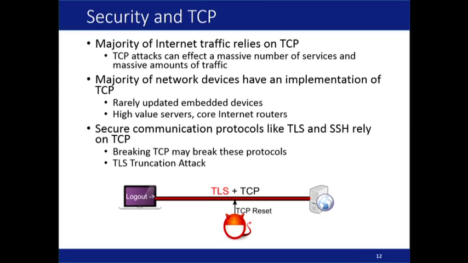Further, secure communication protocols like TLS and SSH rely on TCP, and it turns out that in some instances, breaking TCP can break these protocols. A particular example of that is the TLS truncation attack, which I've illustrated at the bottom of the slide. The idea here is that you have a secure connection to a web server with standard TLS running on top of TCP, and then you go to try to log out of this website.